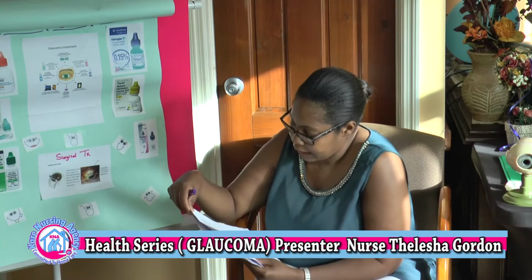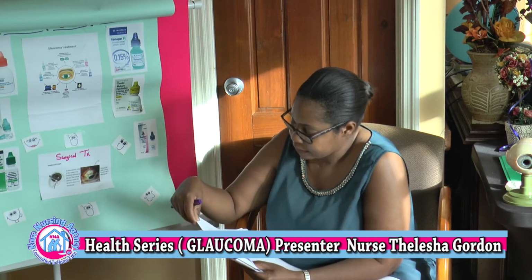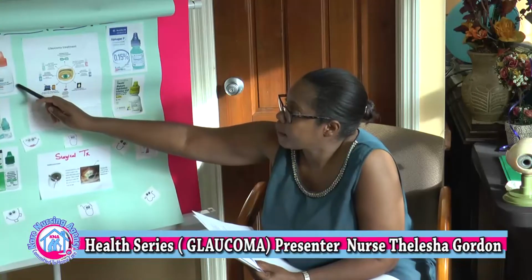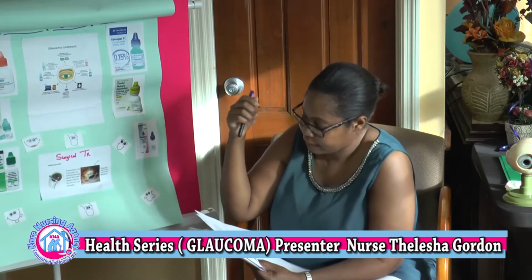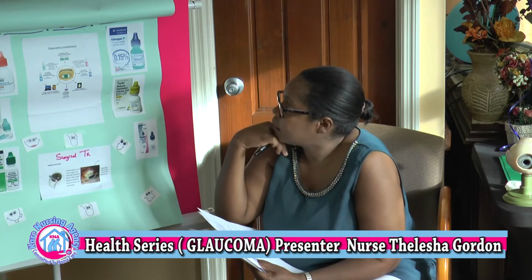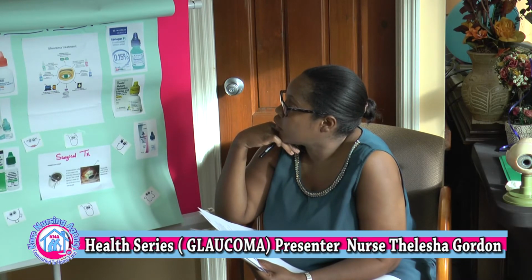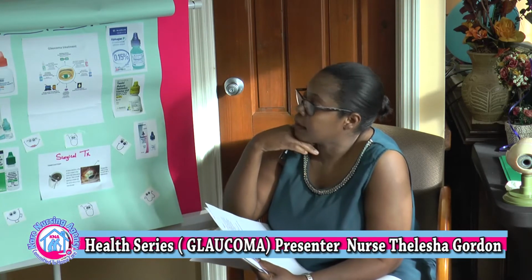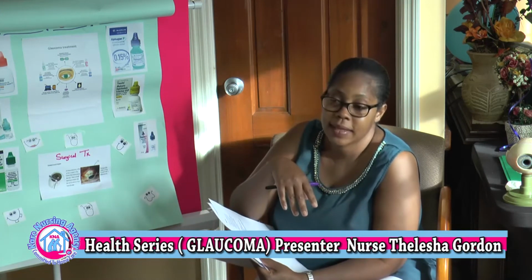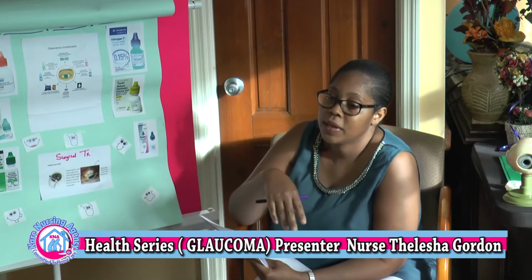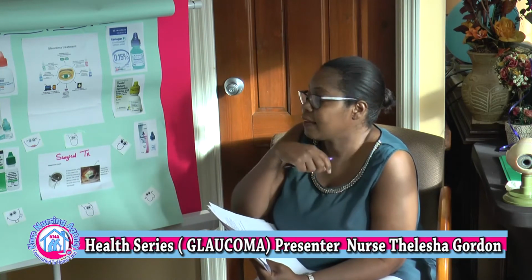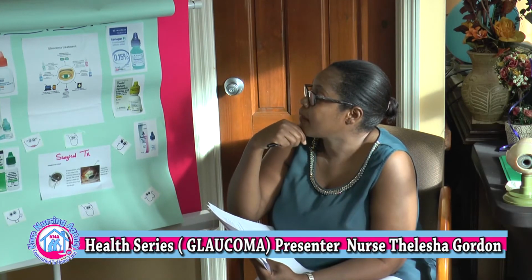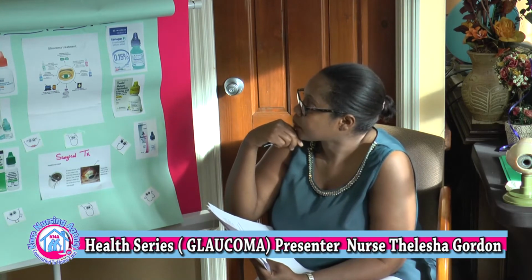The carbonic anhydrase inhibitor. This is one called Cosopt, the brand name for it. This helps to reduce the production of the fluid. So one of the treatments, what it does is to reduce the fluid in the eye. Because once less fluid is being produced, the lesser the chances of it building up to cause damage to the optic nerve.